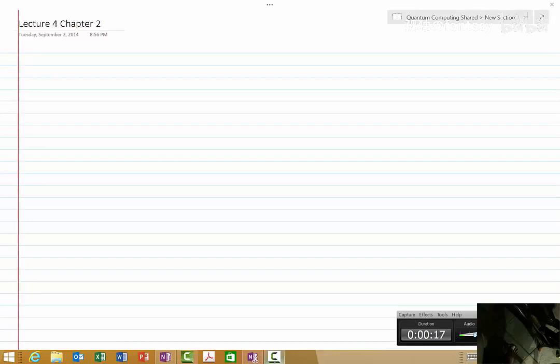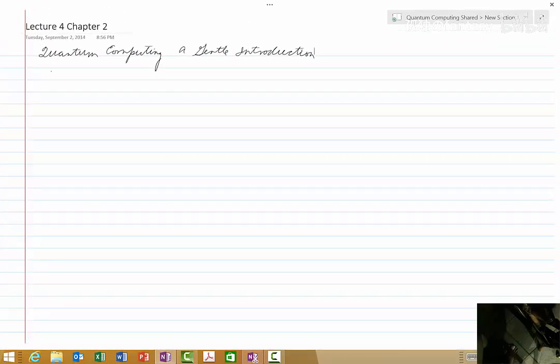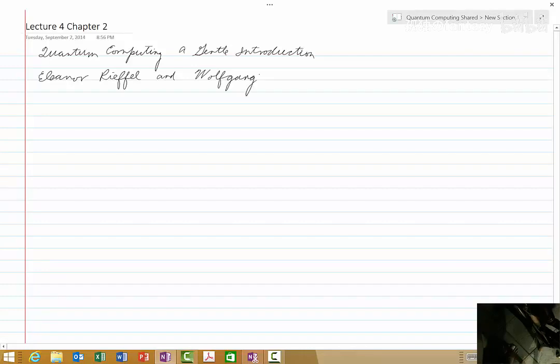And just as a reminder, the book is Quantum Computing, a gentle introduction, and the authors are Eleanor Rieffel and Wolfgang Polak.